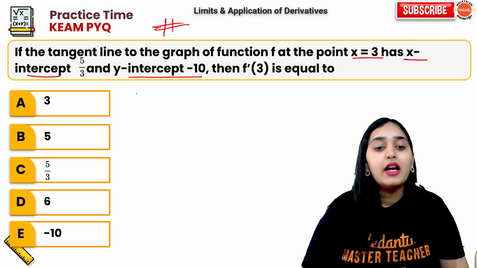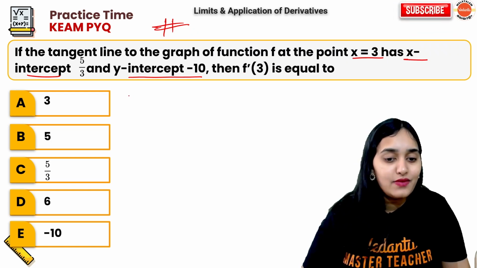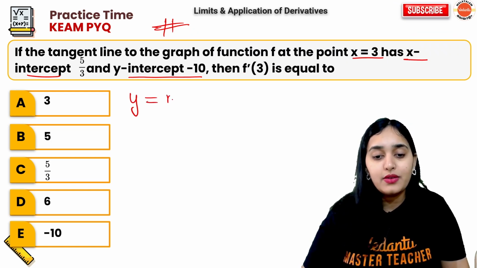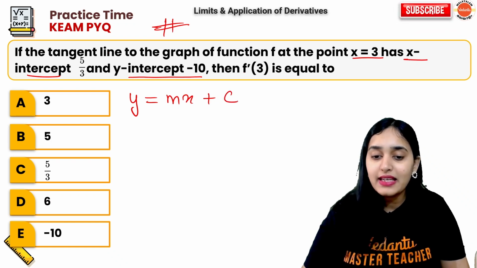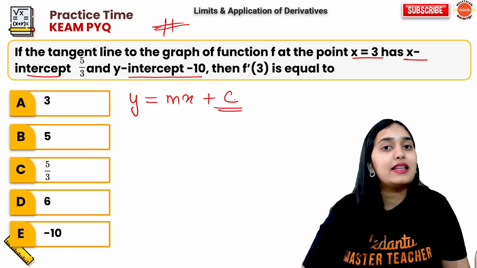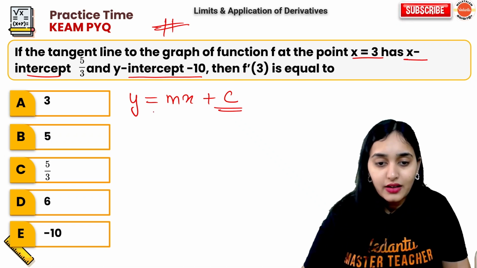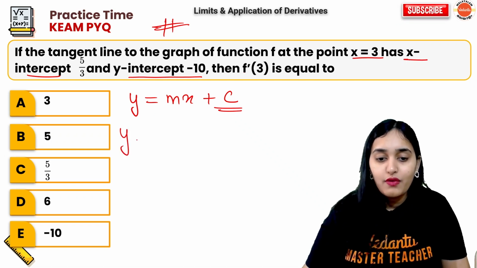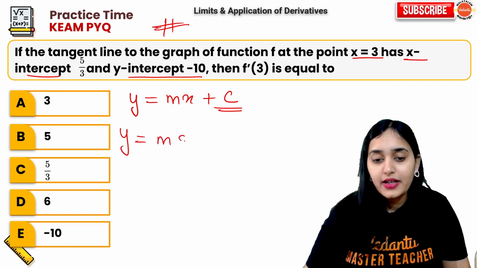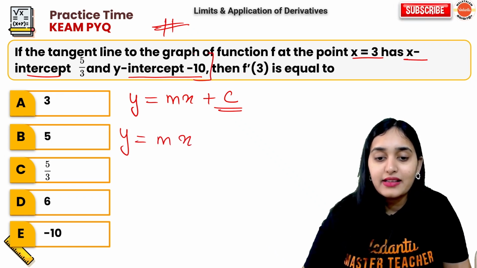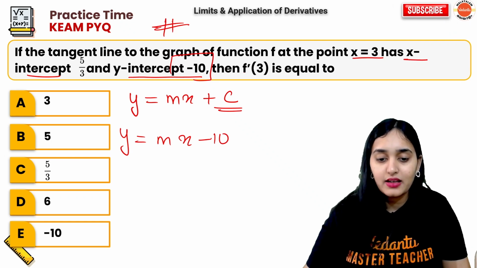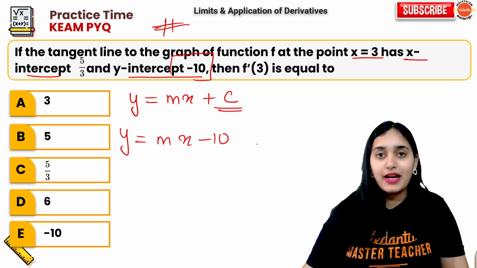First of all, the equation of a tangent line will be y is equal to mx plus c. Now what is c? C is the y-intercept. We all know that. So, at this point they are saying y is slope into x, and the y-intercept is given as minus 10. So, y is mx minus 10.